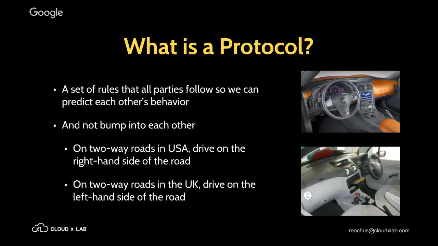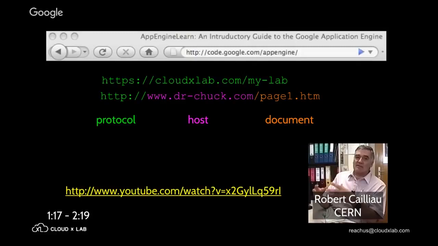So a set of rules that all parties follow so that we can predict each other's behavior and do not bump into each other or make a mistake. That's a protocol. On two-way roads in the US, you always drive on the right-hand side of the road, right? In India, you always drive on the left-hand side. So that's a protocol. Or in the UK, you drive on the left-hand side. So that's the agreement that the various parties agree upon, so that we can communicate, we can work together, and we can coexist together. That's a protocol.